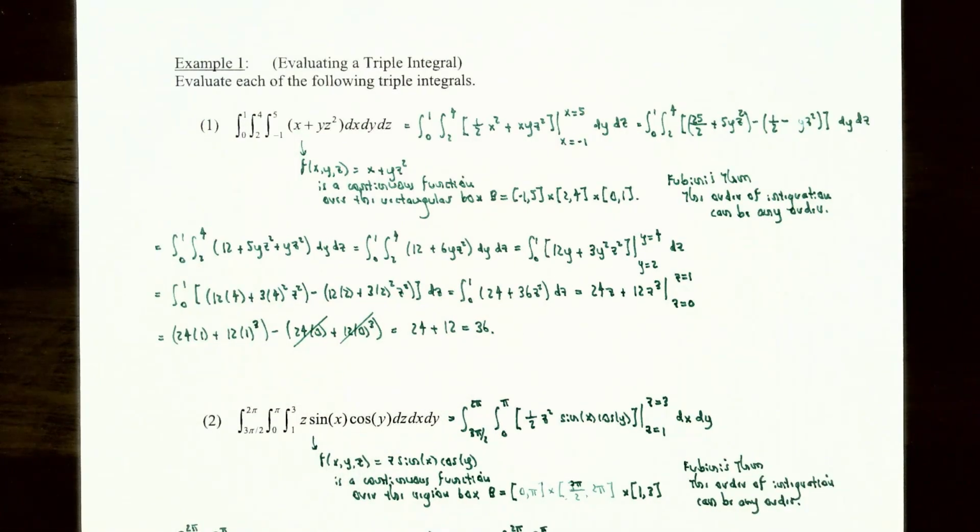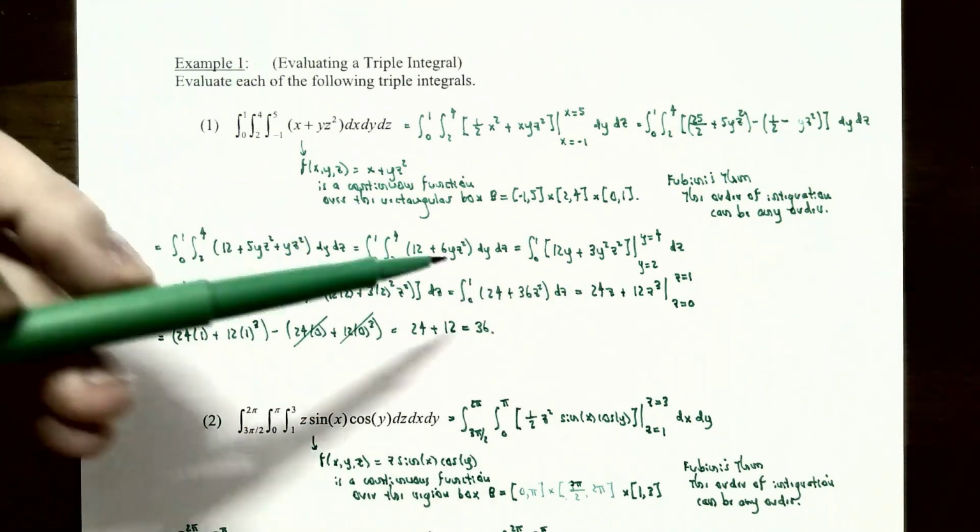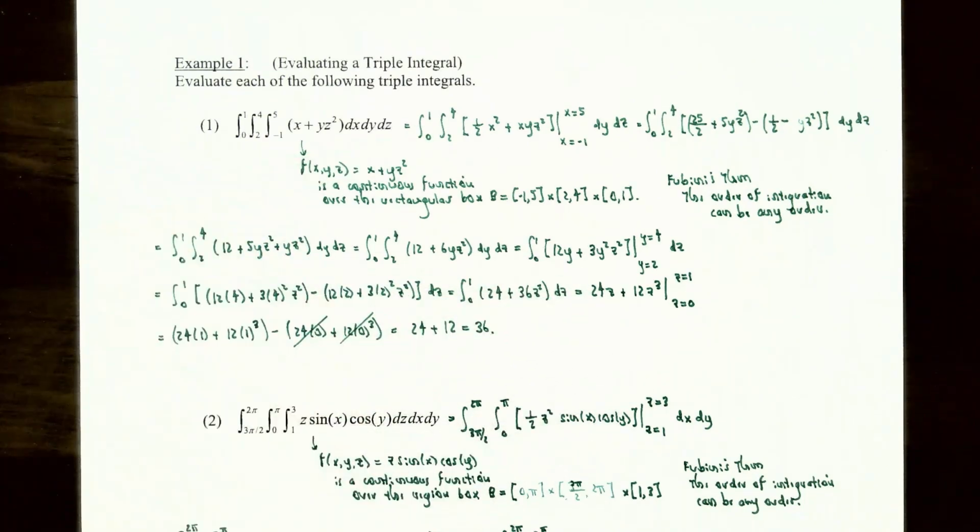The antiderivative with respect to z is 24z plus 12z cubed. Now again, use the fundamental theorem of calculus to evaluate the antiderivative at z equals 1, which was the upper limit, and then subtract when you substitute in z equals 0 for the lower limit. And when you do this, you'll end up with the value 36 for the triple iterated integral.